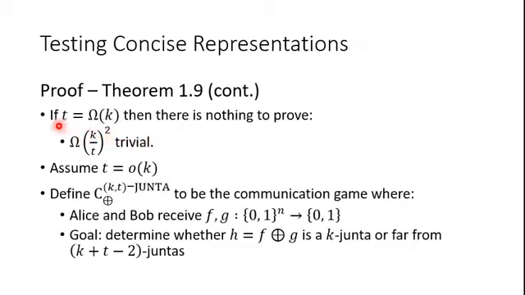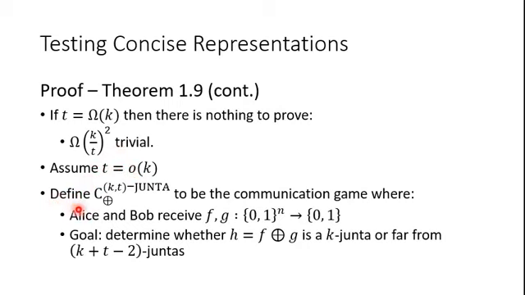So the first thing we notice is that if t equals omega of k, then there is nothing to prove. Why? Because omega of k divided by t squared will be trivial. This is what comes out of the minimum. The other term is k. So of course, if t is omega of k, we get this trivial lower bound, omega of 1. So we will assume that t equals little o of k.